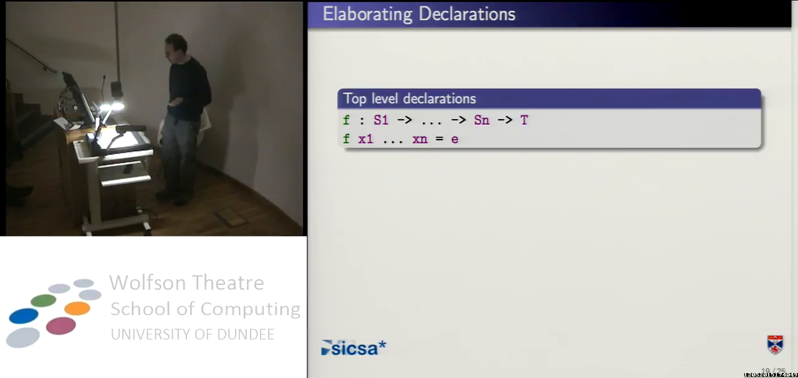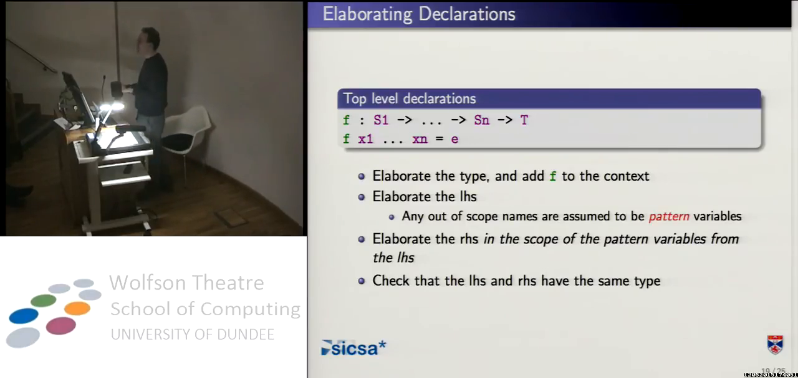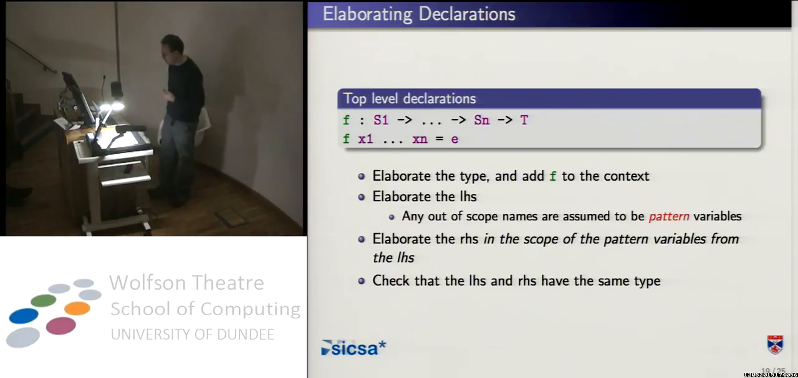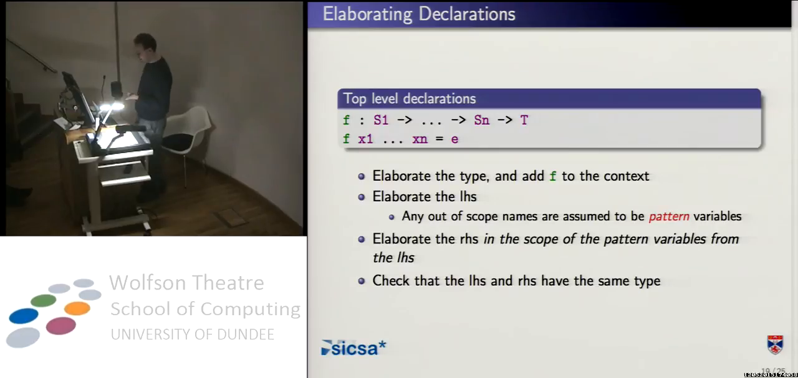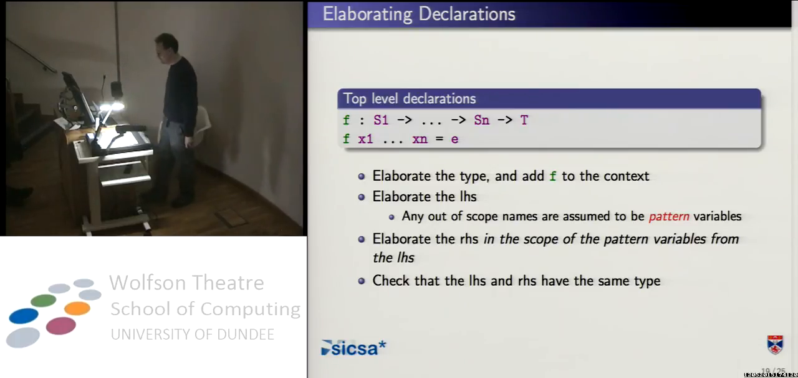So for a top-level function declaration, we elaborate the type, just using that elab monad that I showed you. Elaborate the left-hand side. And when we elaborate the left-hand side, there'll be lots of pattern variables, and those pattern variables haven't been bound at that point. We'll get to the end, and we'll find that there are a lot of holes left over. Those holes are the pattern variables. And we know their types at that point, because it's been inferred. So out come the pattern variables, and we'll use that information to elaborate the right-hand side.